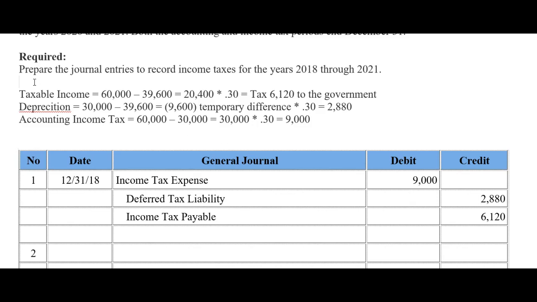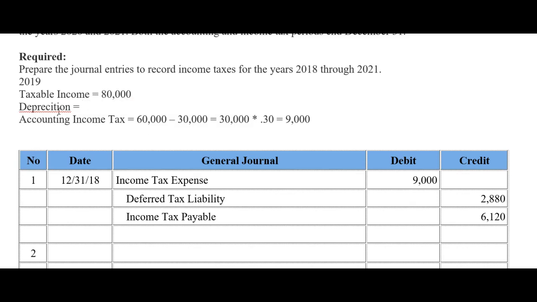Now, that was 2018. Now you can leave that, find a new spot. I'm just going to simply update it for 2019 so that we can see what we're going to do in 2019. Well, let's start by finding taxable income. Okay, so in 2019, let's get rid of this. We started out with $80,000 in income before tax and depreciation. So we'll find our depreciation difference there. And then we'll find our accounting tax here in a minute.